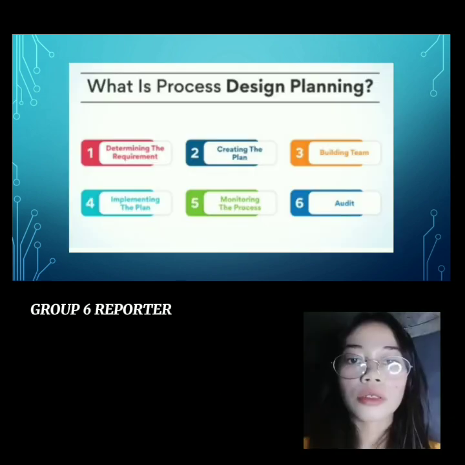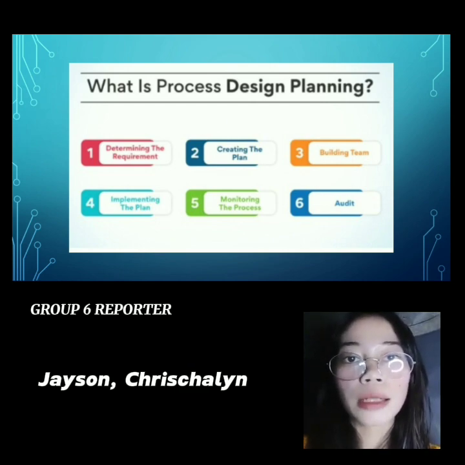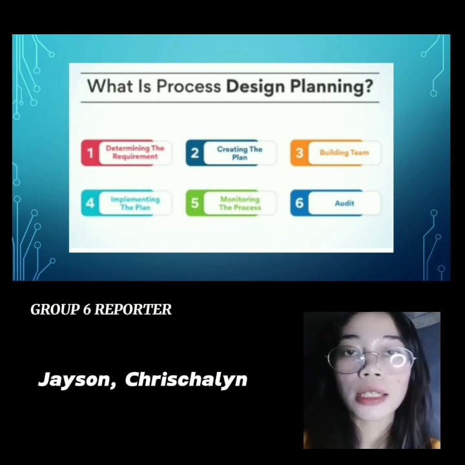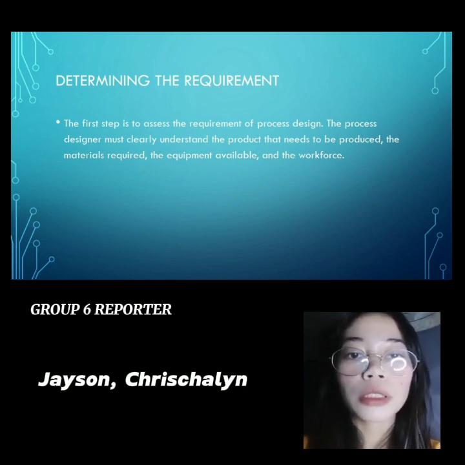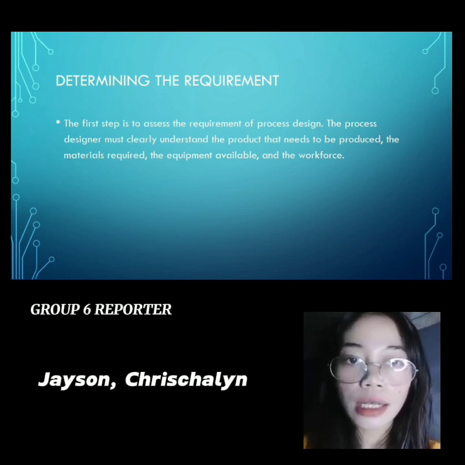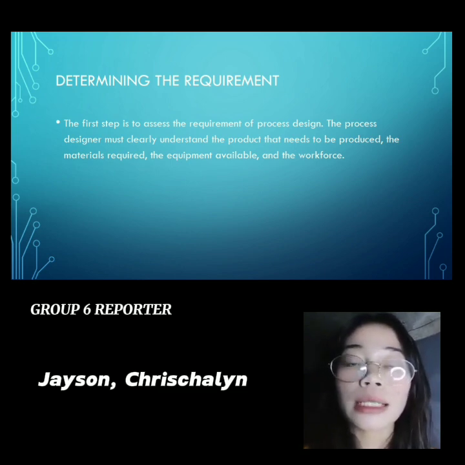product. So what is process design planning? We have determining the requirement, creating the plan, building team, implementing the plan, monitoring process, and audit. Determining the requirement. The first step is to assess the requirement of process design. The process designer must clearly understand the product that needs to be produced, the materials required, the equipment available, and the workforce.